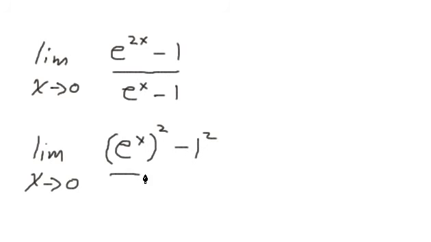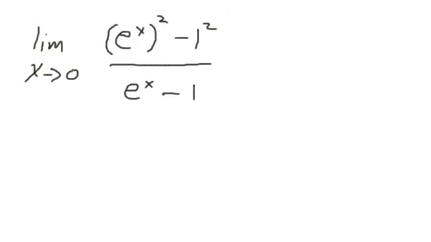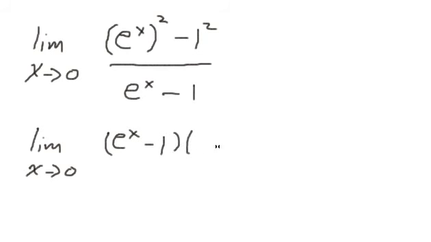Now this should look familiar, familiar to what we've been doing. We have the difference of 2 squares, so we can factor the numerator: e to the x minus 1 times e to the x plus 1.